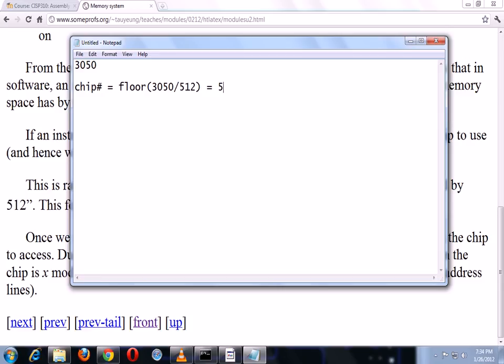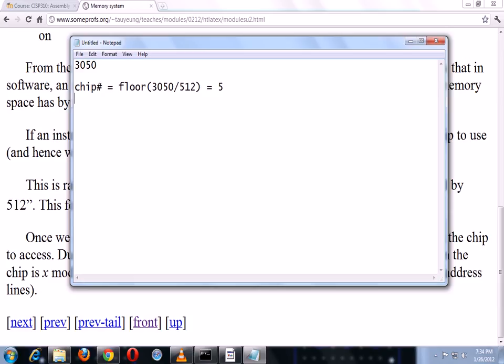So no matter how close this was to 6, if it's not 6, it will drop all the way down to 5? Yes, this is a floor function, and what a floor function does is return the largest integer that is less than or equal to the number that you put in the parentheses. In other words, it always rounds down. It never rounds up. All right, so this will give me chip number 5.